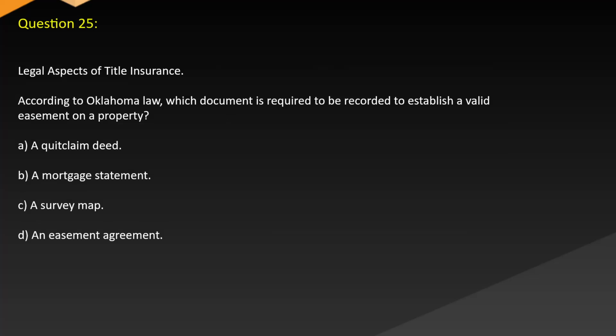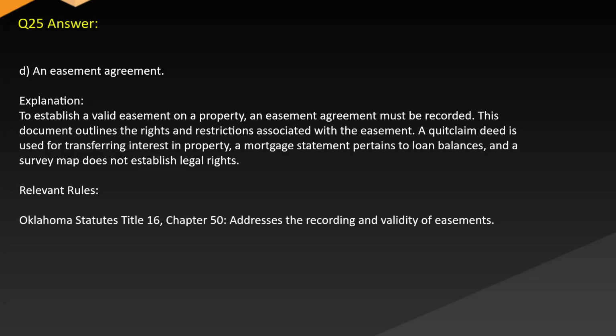Question 25. Legal aspects of title insurance. According to Oklahoma law, which document is required to be recorded to establish a valid easement on a property? A. A quitclaim deed. B. A mortgage statement. C. A survey map. D. An easement agreement.